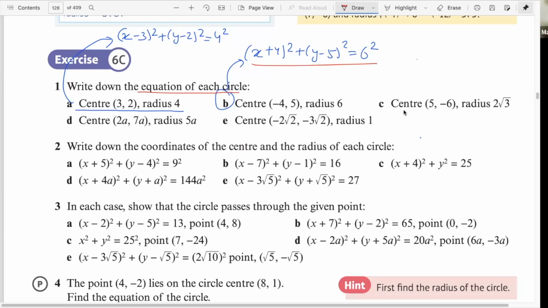Okay. C part, we're given the center. So (x minus 5) whole squared plus (y plus 6) whole squared, and the radius is 2 square root 3, whole squared. If you simplify this, 2 squared is 4, 4 times 3 is 12. So (x minus 5) whole squared plus (y plus 6) whole squared is equal to 12. Either this or this.